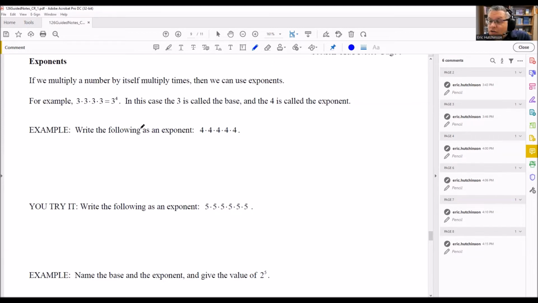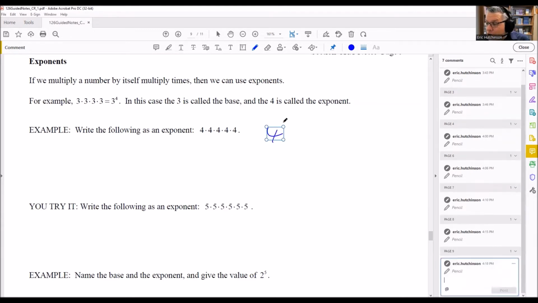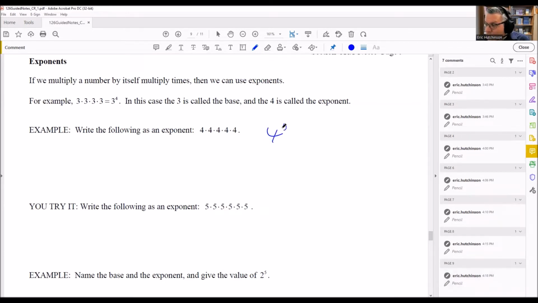This one says, write out the following as an exponent. I have 4 multiplied 5 times. For this kind of problem, they don't want you to actually evaluate that. If this is a homework problem and they want you to write it out, you don't need to use a calculator to get the answer. All you're going to put here is 4 to the 5th. It's 4 multiplied 5 times. Let's do that for the next one. You're multiplying 5 6 times, so that would be 5 to the 6th. That's how you would do something like that.